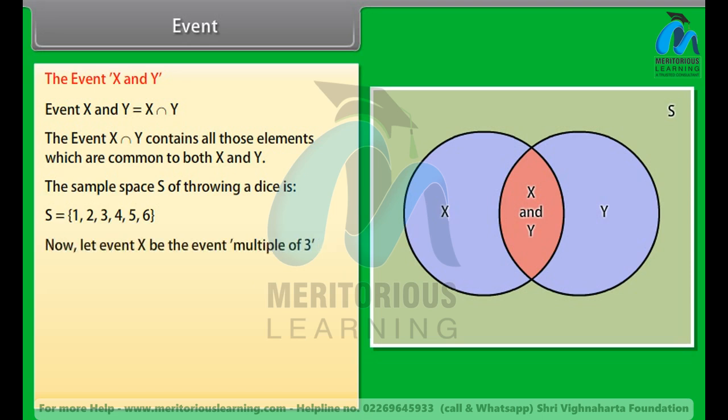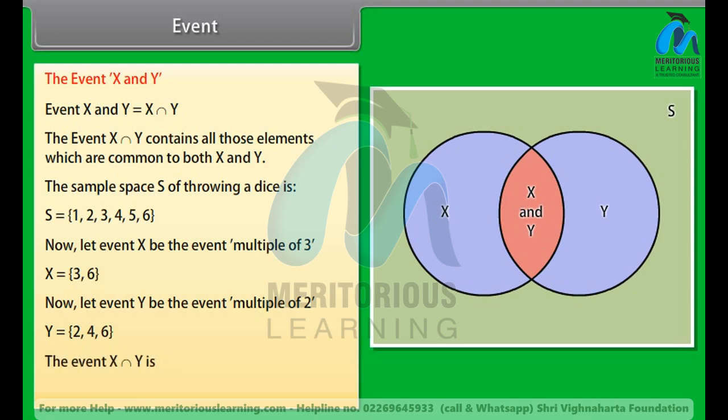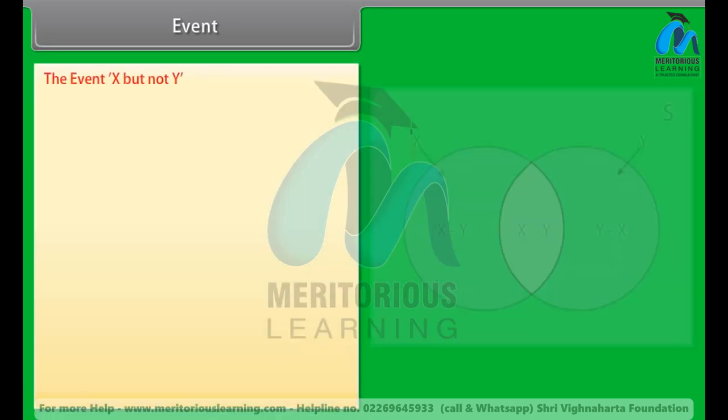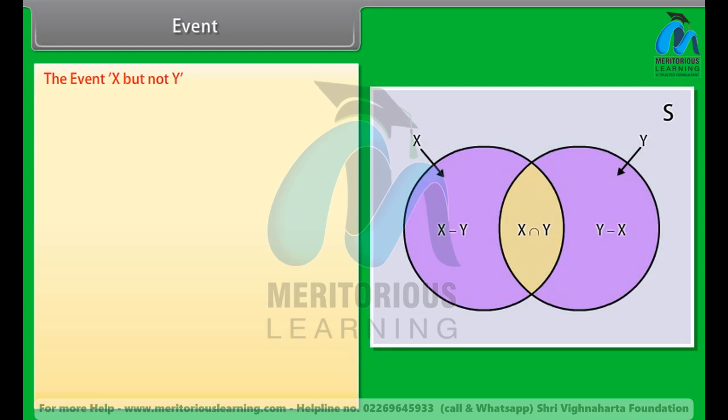Now let event X be the event multiple of 3. X = {3, 6}. Now let event Y be the event multiple of 2. Y = {2, 4, 6}. The event X intersection Y is {6}. The event X but not Y. It is the set of all those elements which are in X but not in Y.